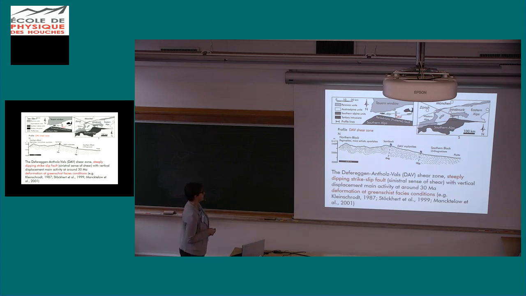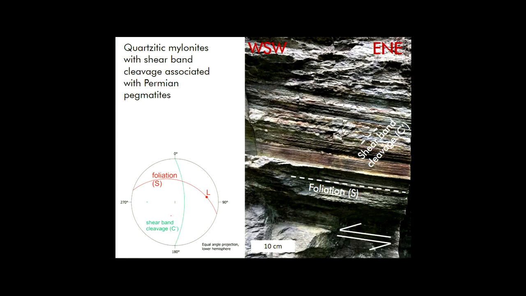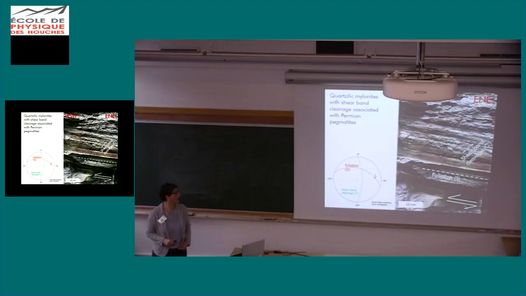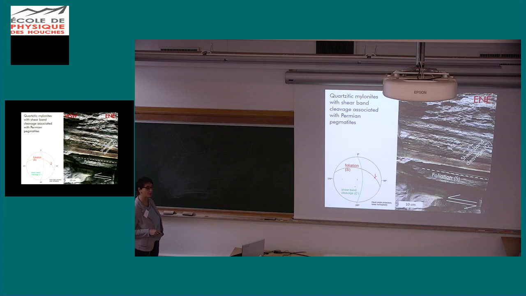So I would like to show you the mylonites from this shear zone. This is one, maybe very exceptional mylonite. We see a very strong foliation, and we see shear bands within these rocks. So a strong lineation, strong foliation, and a shear band cleavage. So a second foliation.